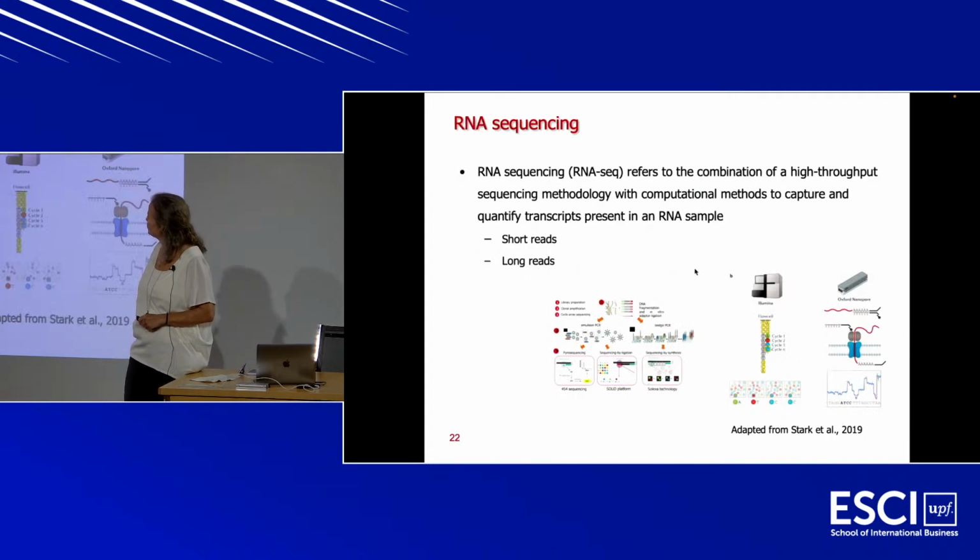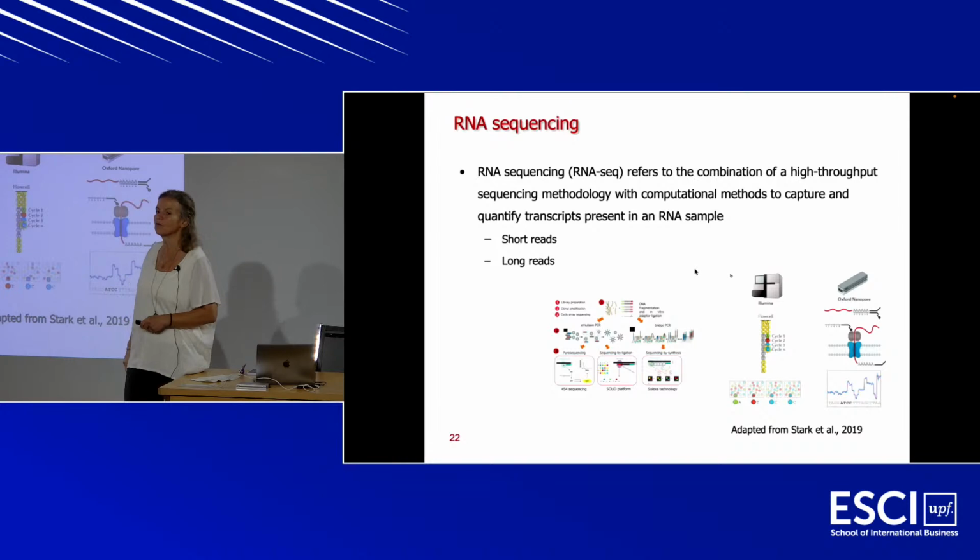So the RNA-seq is the combination of high-throughput sequencing with computational methods, and this is where you appear, just to capture and quantify the transcripts present in an RNA sample. This can be done basically using two different technologies. Short reads, which is the old technology, has reads usually between 100 and 200 base pairs. And this means that we are going to read each nucleotide of this sequence, and we are going to know where it's placed in the genome.